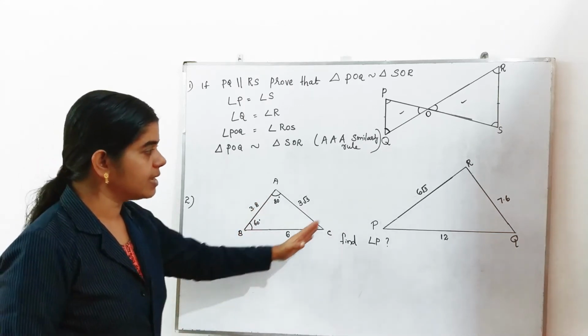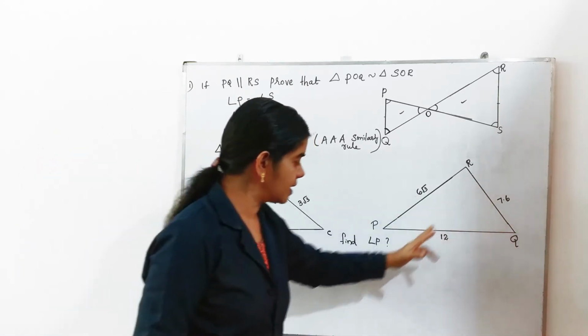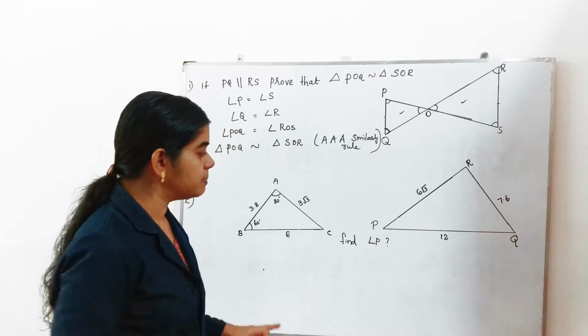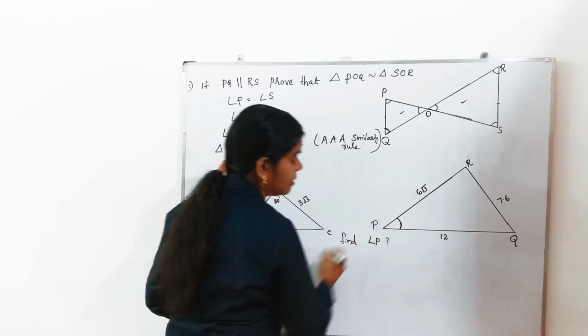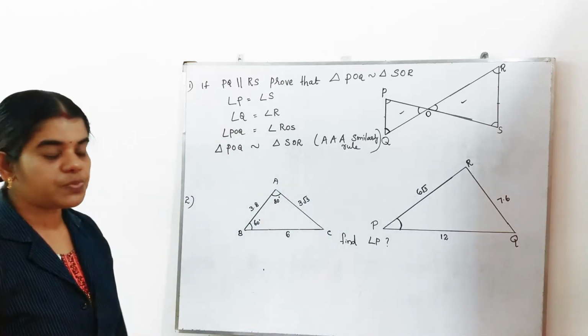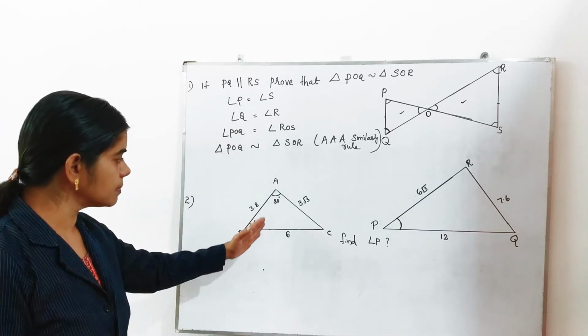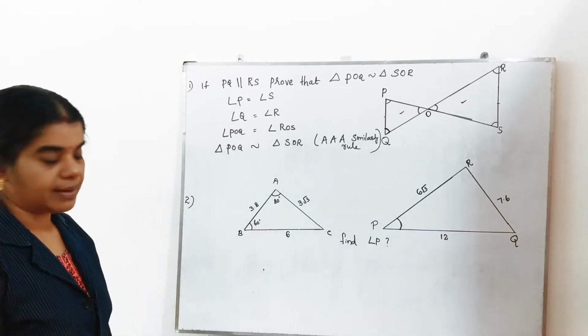Triangle ABC and PQR are given. You want to find the angle P. This angle you want to find out. How can we find this? First we can look at the sides ratio.